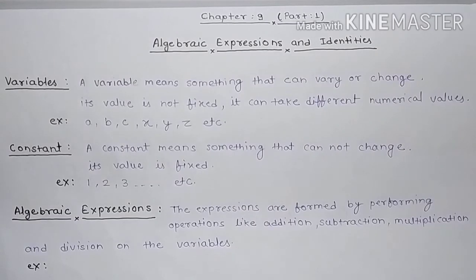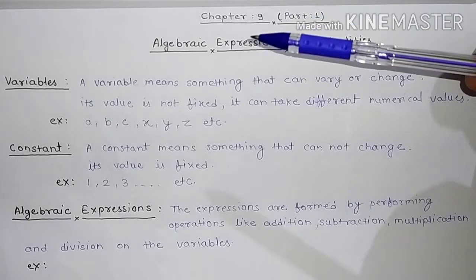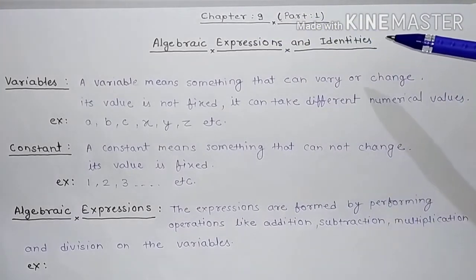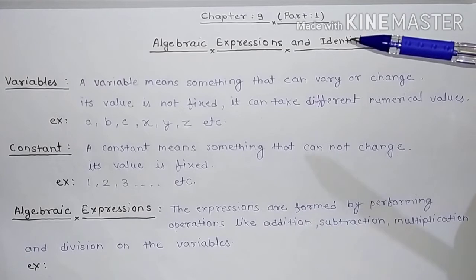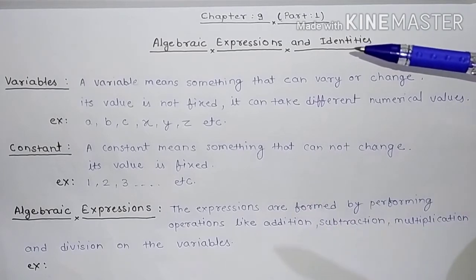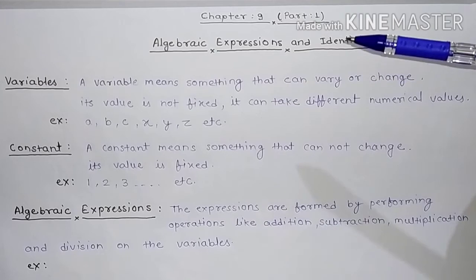Hello everyone. Today we will discuss a new chapter, that is chapter number 9. The chapter name is Algebraic Expressions and Identities. Before starting the exercises of this chapter, we are going to discuss some basic terms related to this chapter.